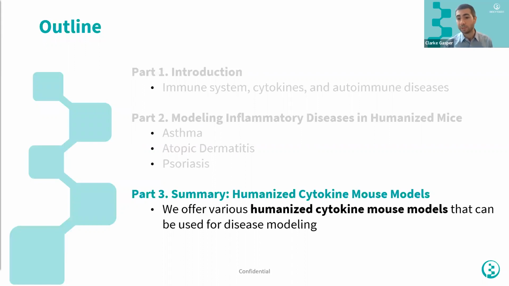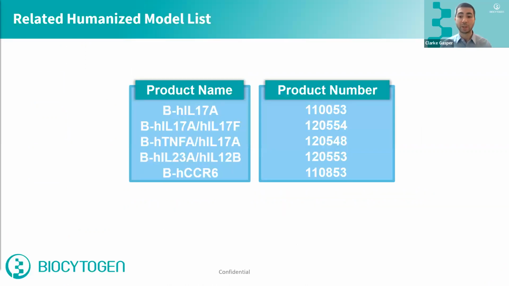And so lastly, I will briefly introduce other humanized models that can be used for disease modeling. So in addition to the humanized models used in the studies shown today, here are some other humanized models that may be of interest for a single or dual targeting of cytokines and chemokines that are associated with psoriasis. So in addition to the first two models, which we outlined today, we have TNF alpha with IL-17A, IL-23A with IL-12B, and CCR6.